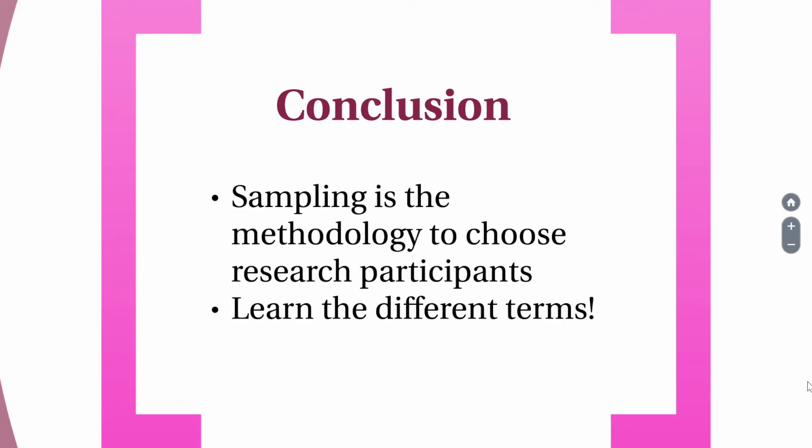So in conclusion, sampling is the methodology that we use to choose research participants from the population. It's relatively intuitive as a concept. However, there are a lot of very specific terms that are applied to sampling. So it's important that you try to understand these before you come to class so that we can learn about the various different approaches to sampling.